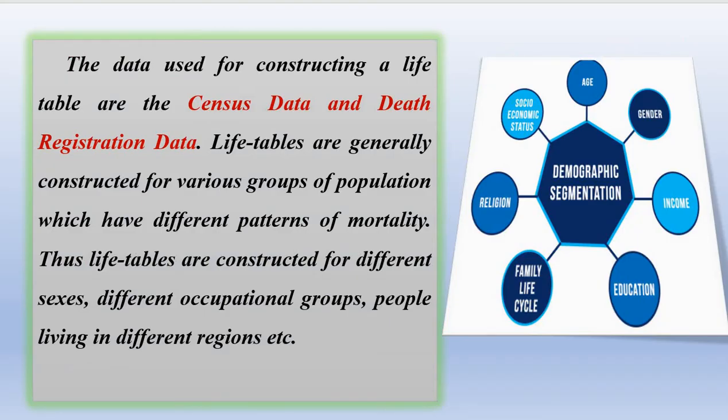The data used for constructing a life table are the census data and death registration data. Life tables are generally constructed for various groups of population which have different patterns of mortality. Thus, life tables are constructed for different sexes, different occupational groups, people living in different regions, etc.